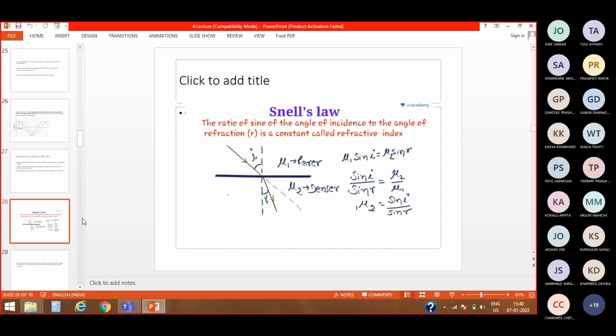Next point is Snell's law. What is Snell's law? The ratio of the sine of the angle of incidence. So this is the ray incident on this film. So this is the angle of incidence, i.